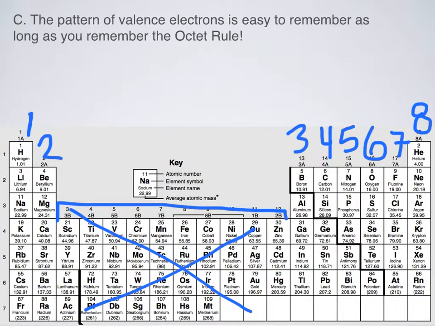And so that's the pattern for valence electrons, and as long as you remember, hey, the noble gases want to have 8, all you've got to do is just kind of spill it all out from there. So then you have your 7, 6, 5, 4, 3, 2, and 1, going all the way down. So we will need to remember the number of valence electrons, but this is kind of an easy way of doing it, if you remember the octet rule.